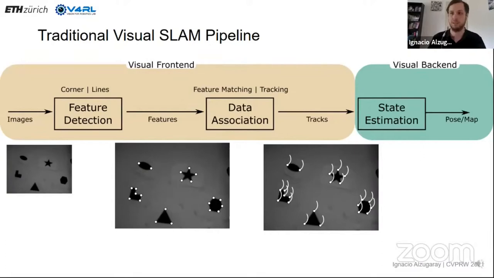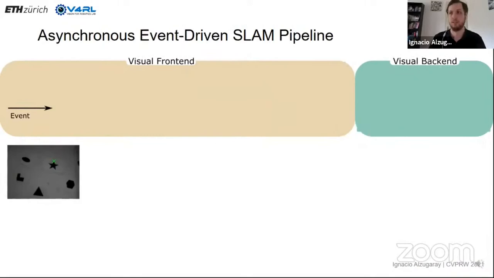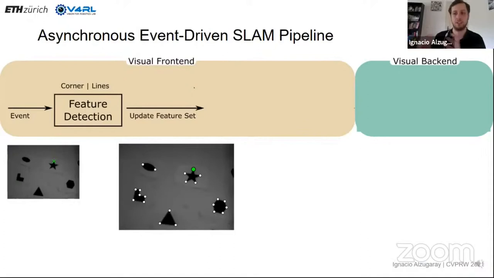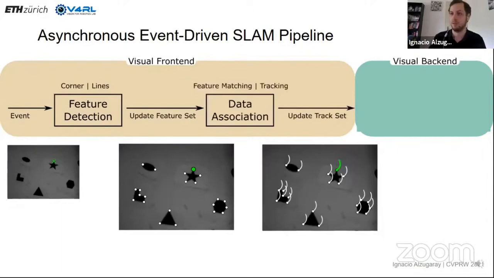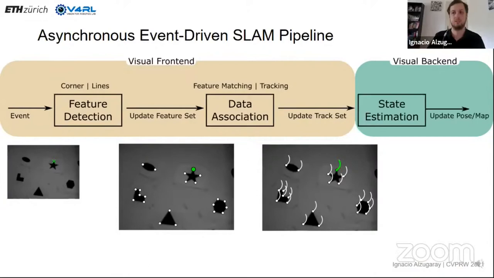If we take this into an event-driven pipeline, the initial point will now be a single event. This single event represents a small intensity change at a pixel. This will lead to a change in the feature set that we are considering at each time, maybe removing, maybe adding some of them. Consequently, the tracks of each of the features also have to change at least a little bit. All these changes build up to an incremental change on the pose, for instance, or the local map that we are considering.